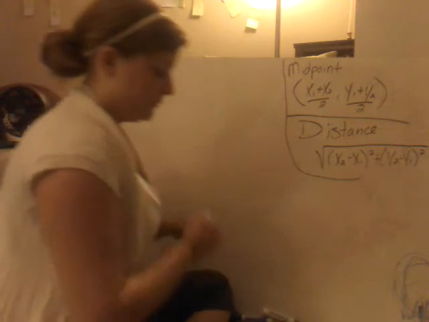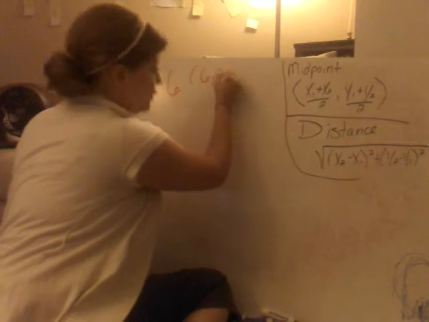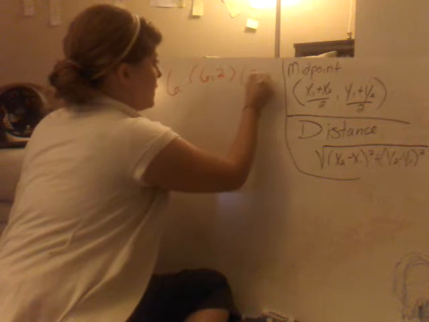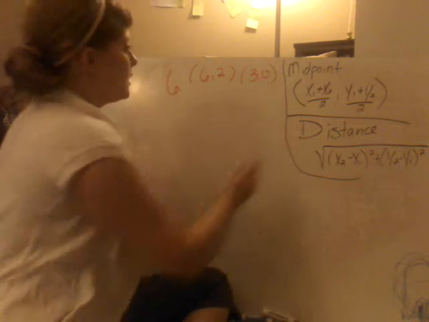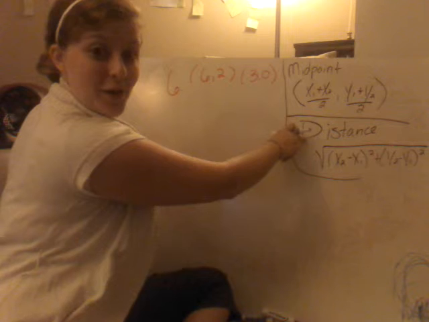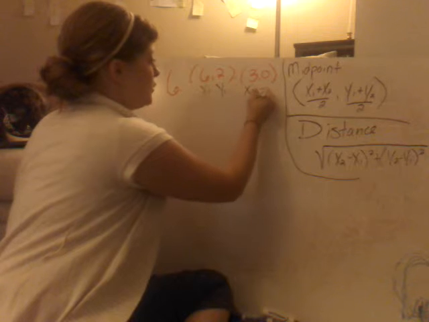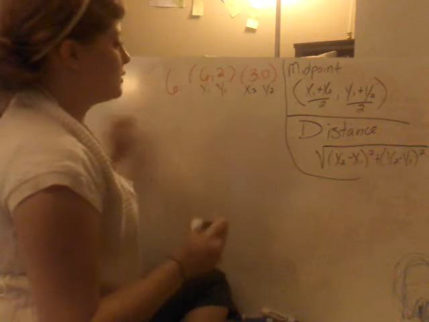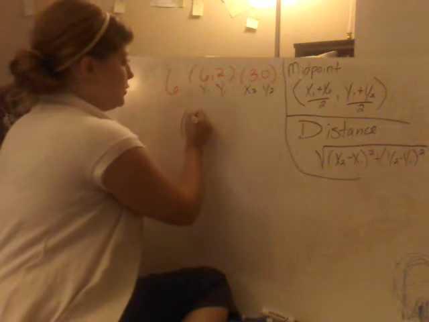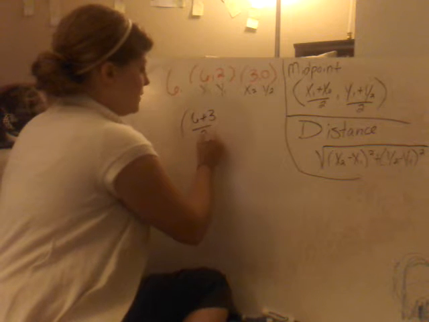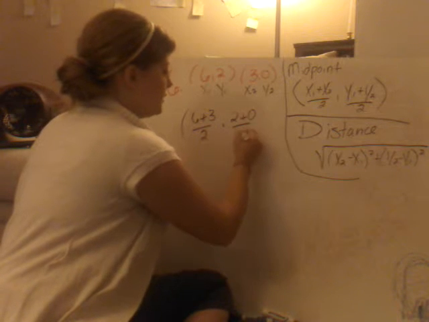Our point is 6, so we got points 6, 2, and 3, 0. So I'll start with the midpoint. I already have my midpoint and distance formula over here. So I'm going to label this x1, y1, x2, y2. And start out with my formula here. So I want my x1 plus my x2. That's 6 plus 3 divided by 2, comma, y1 plus y2, 2 plus 0 divided by 2.